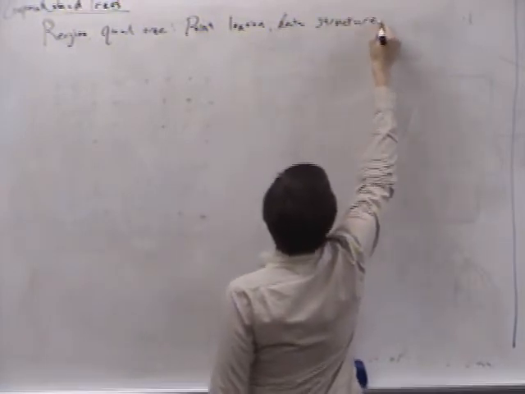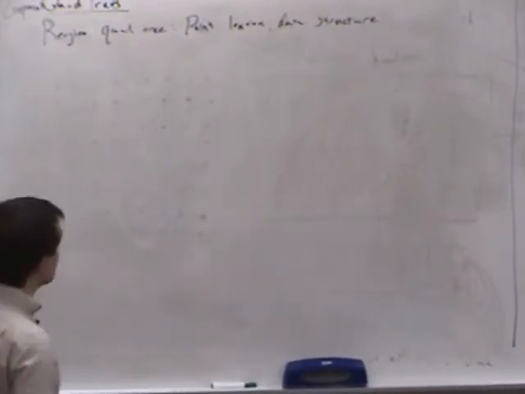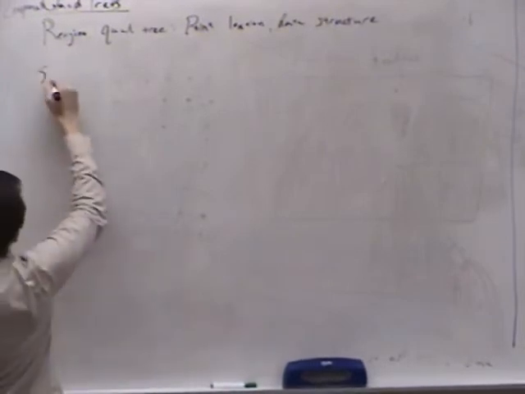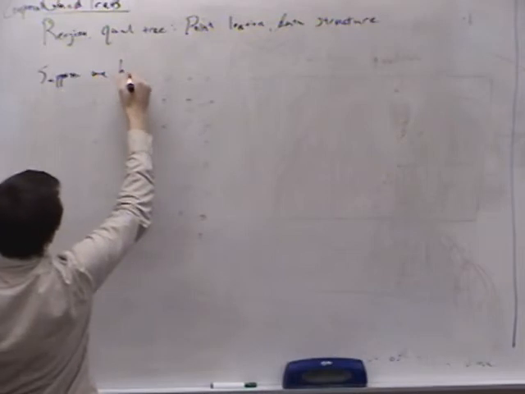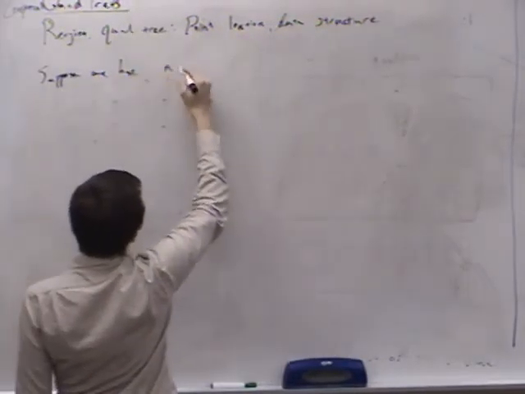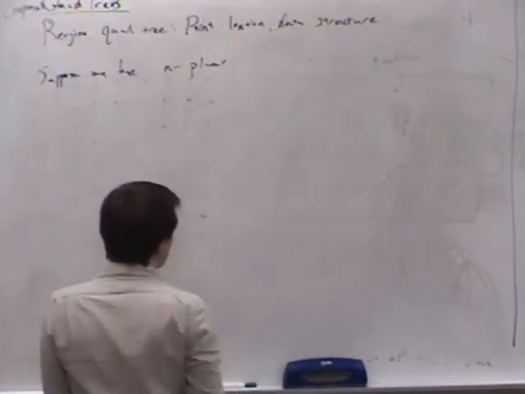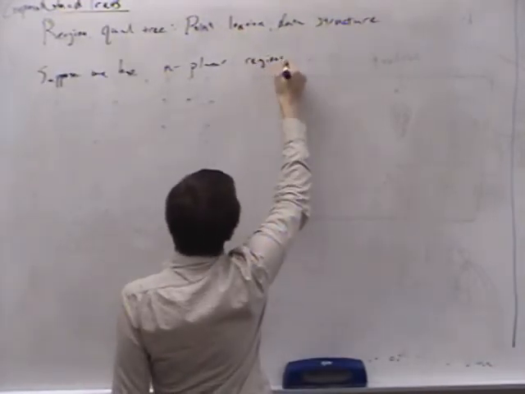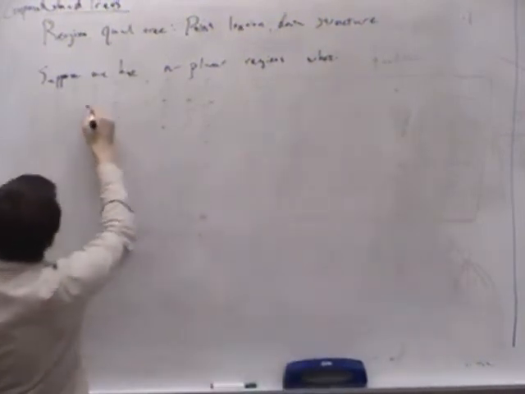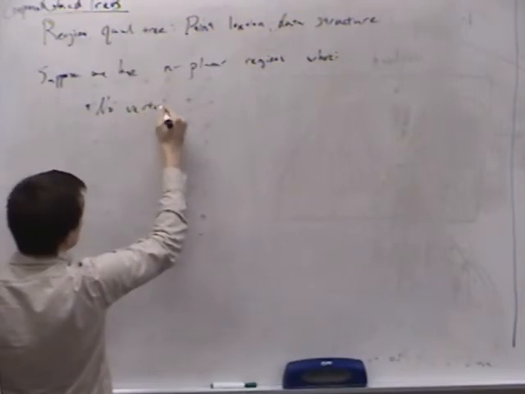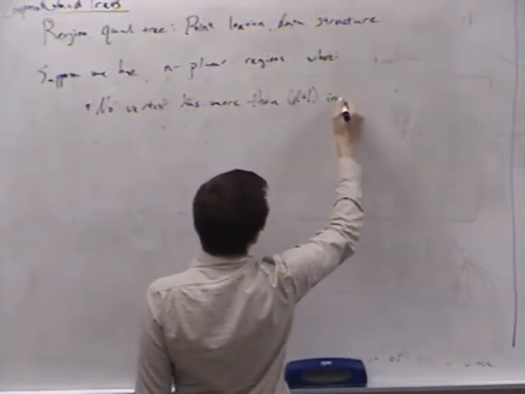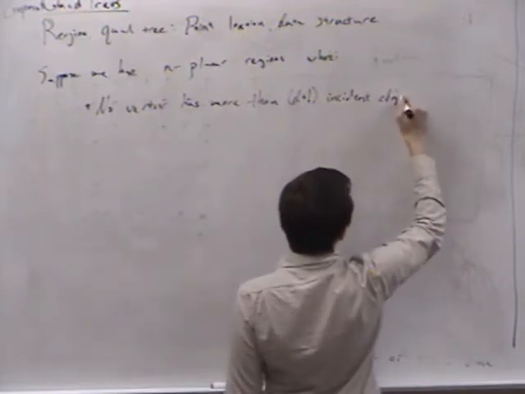The time bounds for it are not going to be great. We're not going to prove very tight bounds on the performance of this thing. It's also not going to work in all cases, so we're going to need to make a couple of assumptions about our data. Suppose we have n planar regions. I'm just going to work this through in 2D. It's up to you if you want to try to generalize it. And planar regions where no vertex has more than d plus 1 incident edges.